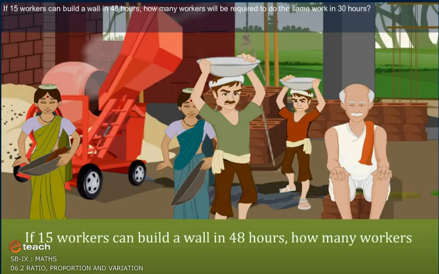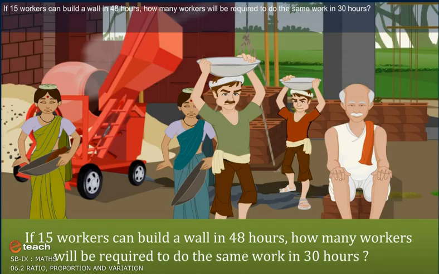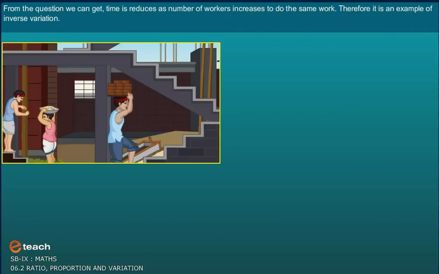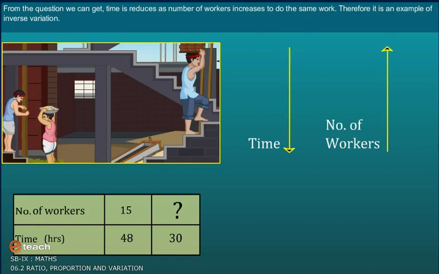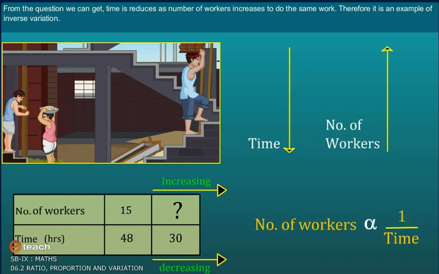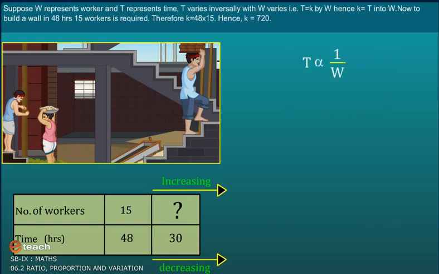If 15 workers can build a wall in 48 hours, how many workers will be required to do the same work in 30 hours? From the question, we can see time reduces as the number of workers increases to do the same work. Therefore, it is an example of inverse variation. Suppose W represents workers and T represents time. T varies inversely with W. That is, T is equal to K by W. Hence, K is equal to T into W.